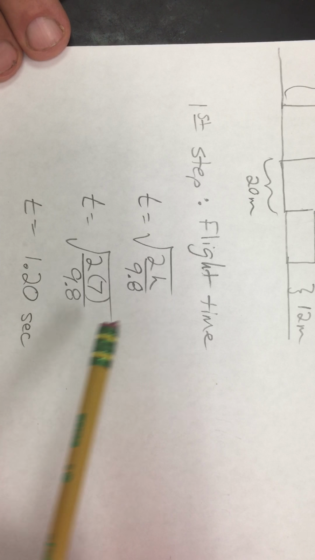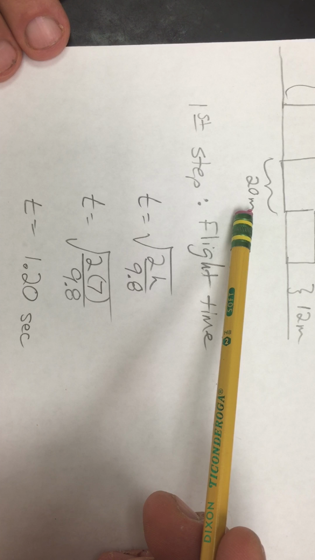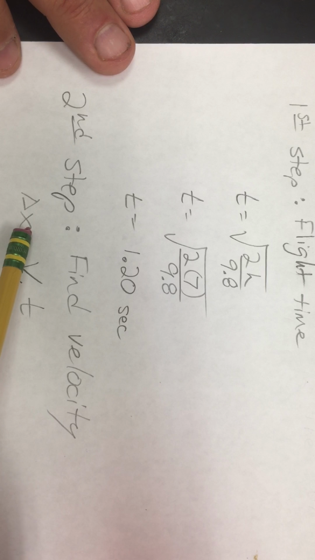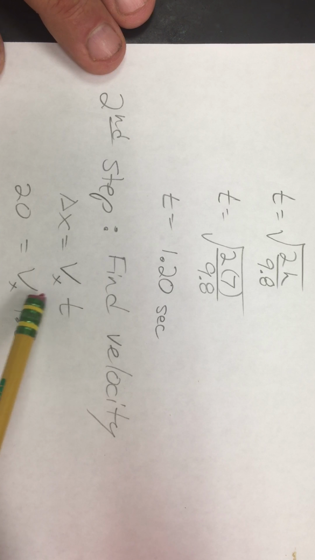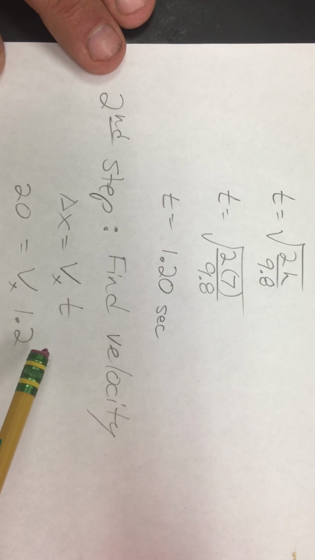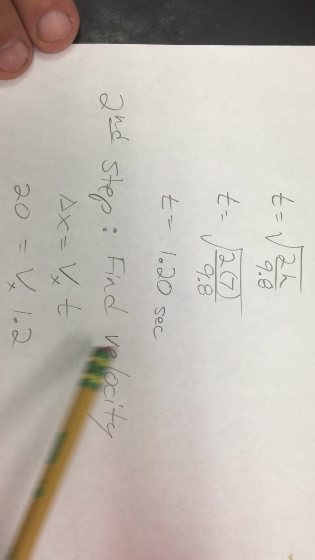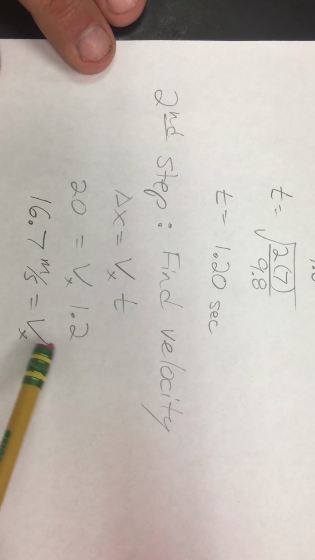During that 1.2 seconds, it has to span 20 meters. So, to find the velocity, we put in 20 for the delta x, the v stays a variable, and the t is the 1.2 seconds from our previous step. Divide both sides by 1.2, and you get 16.7 meters per second.